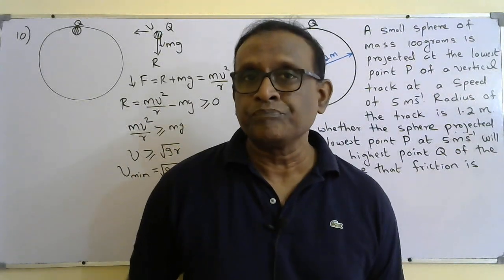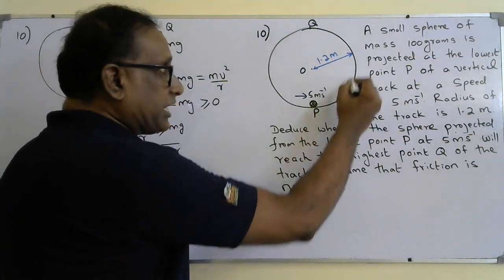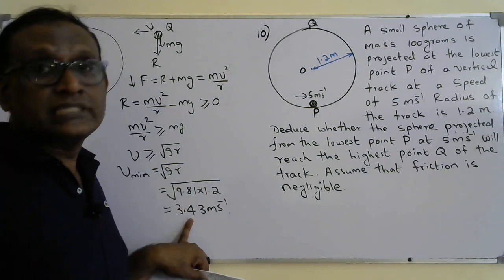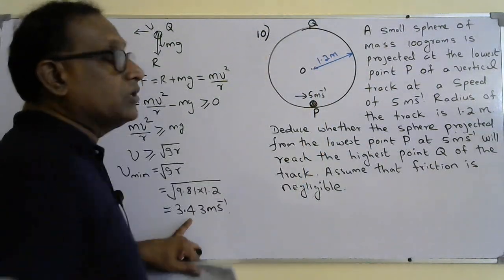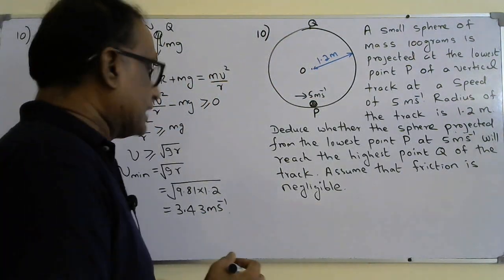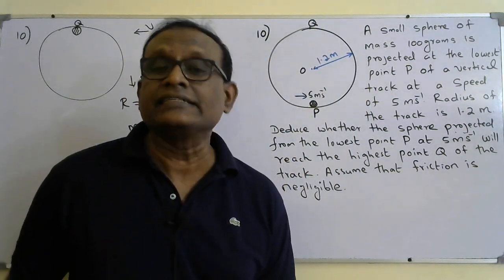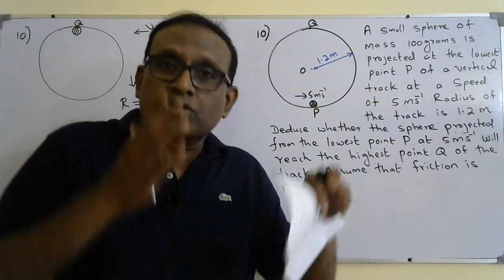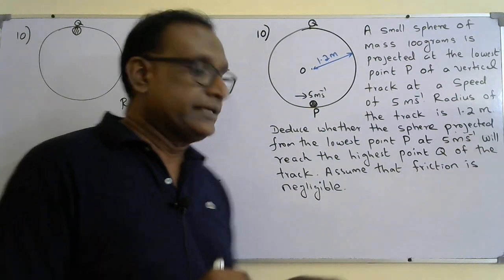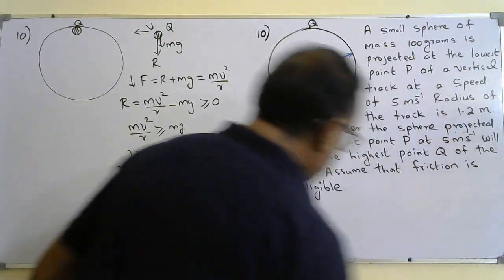is the required minimum speed at the highest point if it is not falling down. Okay, so it was projected from P. If it is following the circular track and has this much minimum speed at the highest point, I can use the energy equation. When it moves from P to Q, it's losing kinetic energy. You can say it's 5 meters per second or whatever it is. So it's losing kinetic energy and gaining gravitational potential energy. So I found the required minimum speed at Q to continue circular motion without falling down, which is 3.43 meters per second.